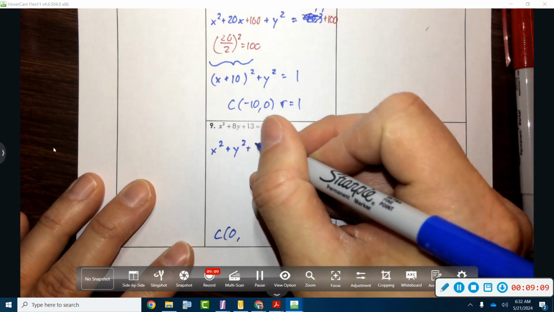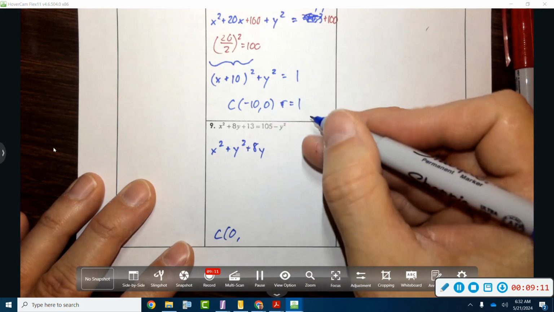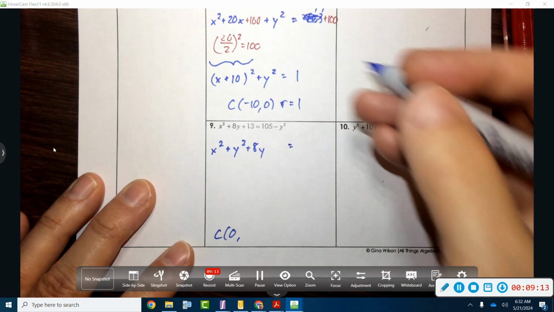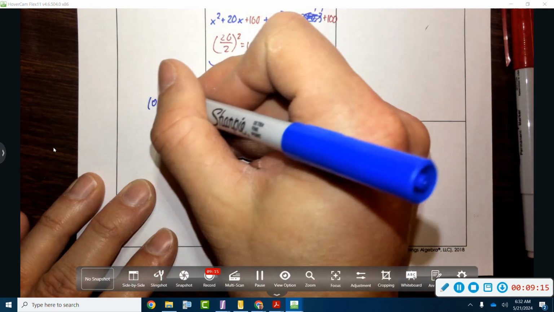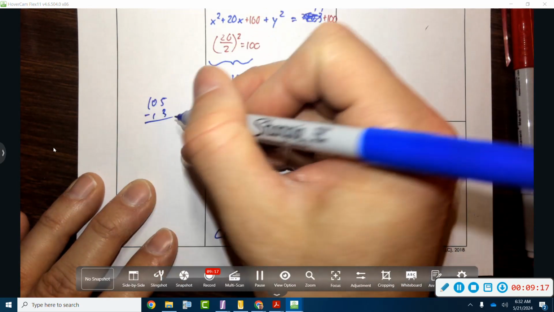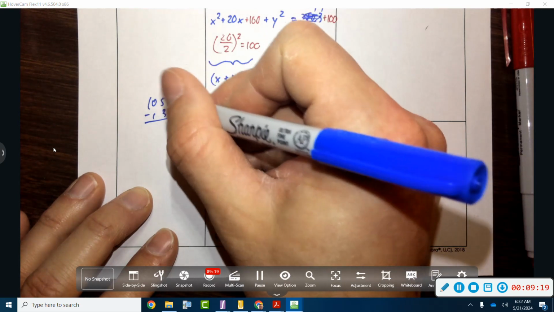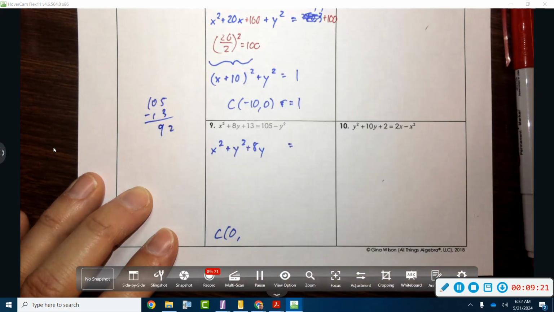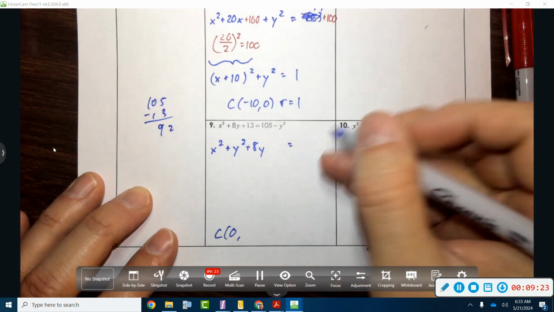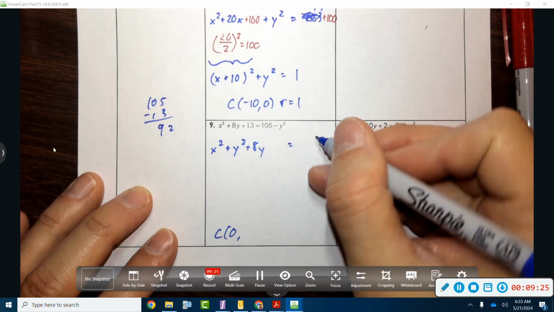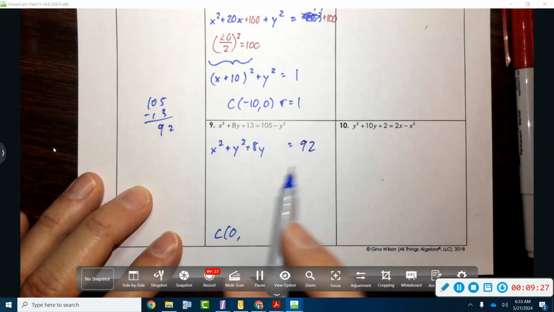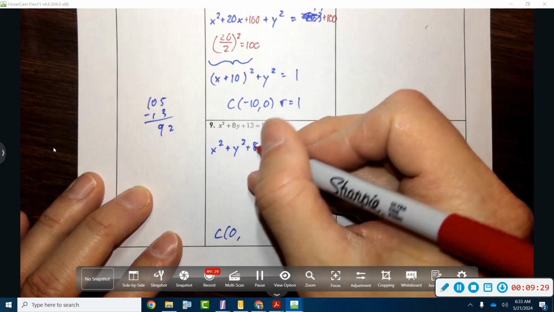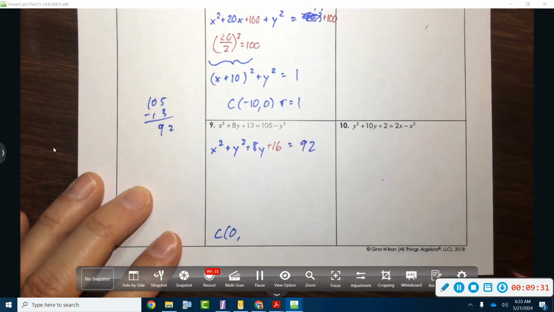All right, so we got 8y. We're going to move that 13 over to the other side. So what is 105 minus 13? Let's see, that's going to be 92. Okay, so 92 is going to be over on the other side. All right, and then I made a space here. Divide that by 2 and square it. So that's 16.